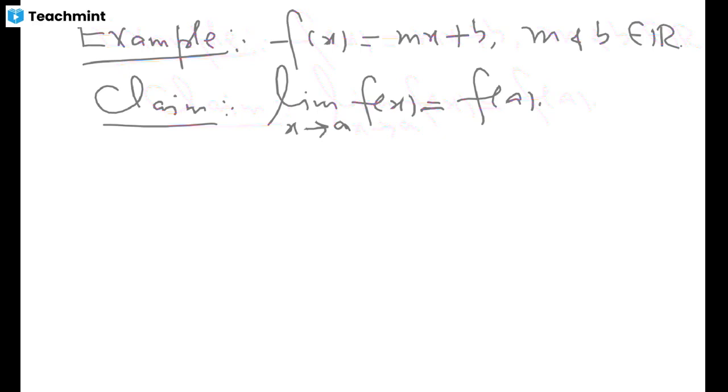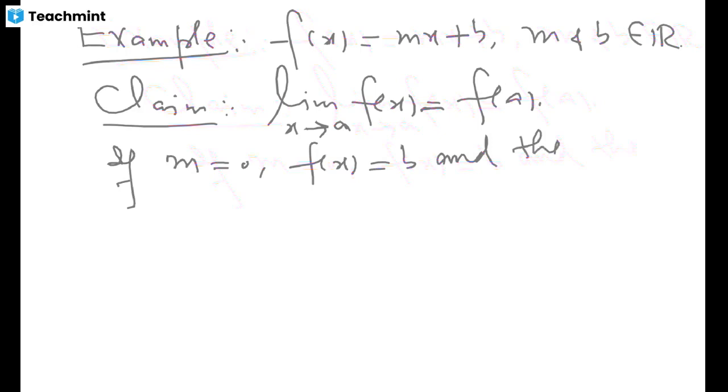But okay, let's focus first on calculating the limit of this function. So first, suppose a is any real number, and then we have to compute its limit. Now, if m is a constant, m can be 0 as well. If m is equal to 0, then your function f of x is equal to b.